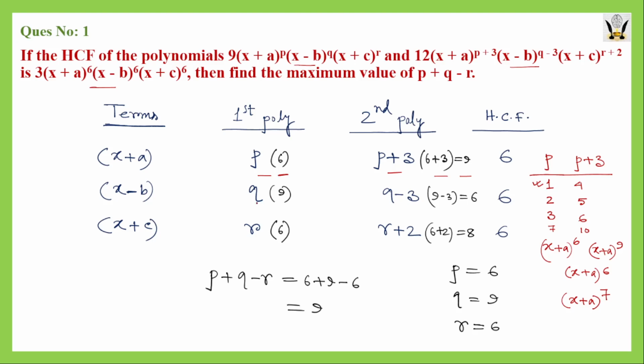So if we choose the value of q as 9, then only, since it is q minus 3, it will be 9 minus 3, which is 6. In that case, the common value will be 6 for that particular power.